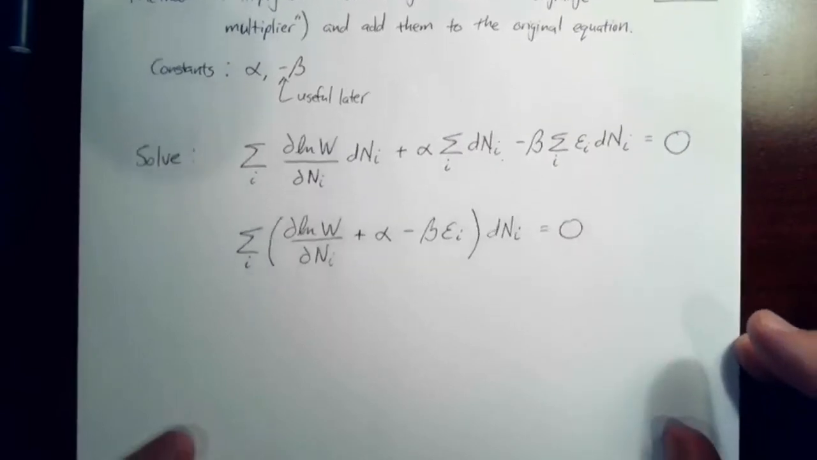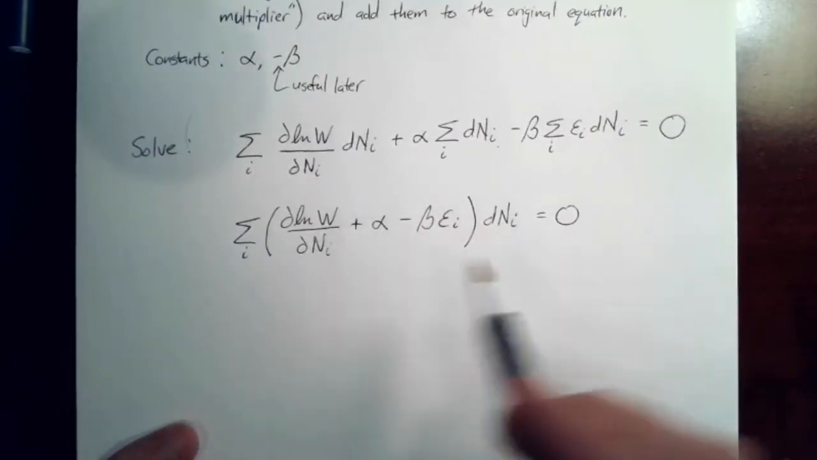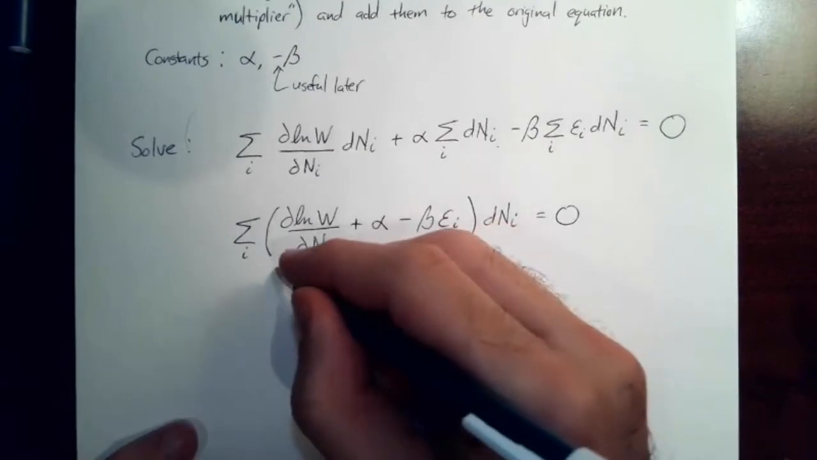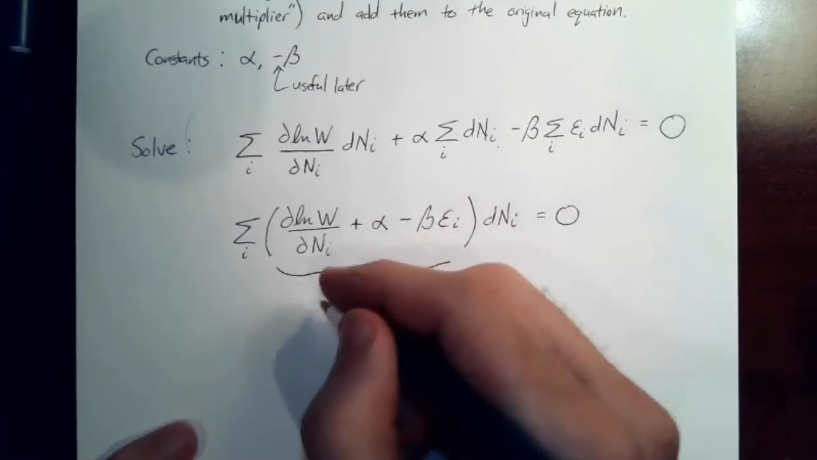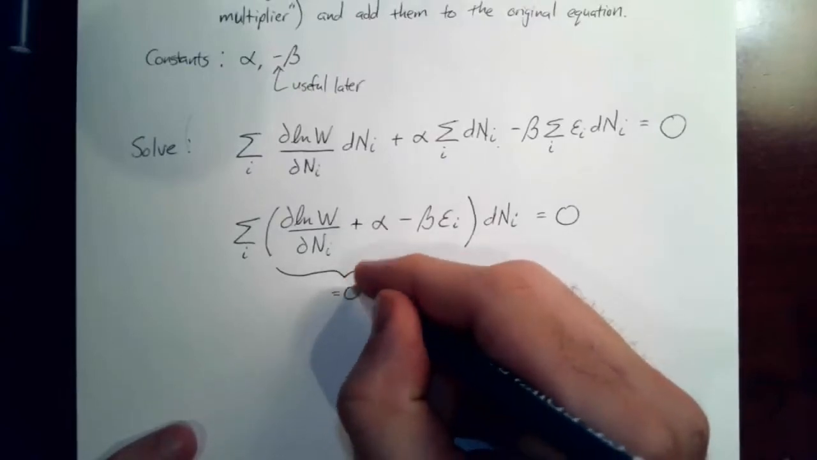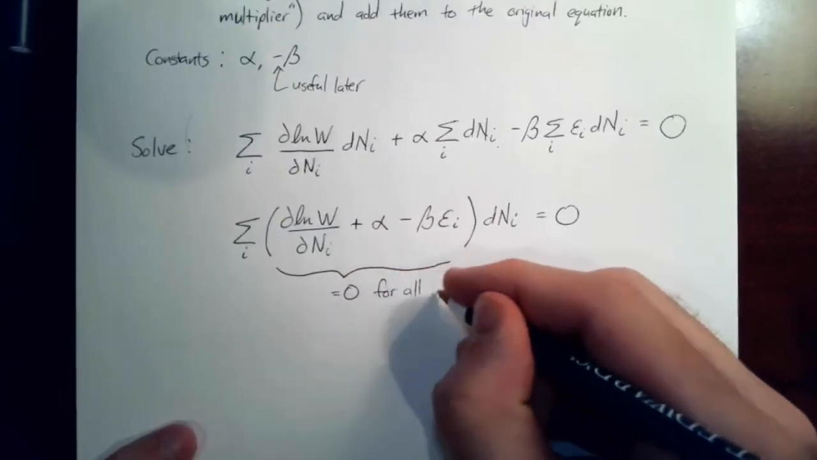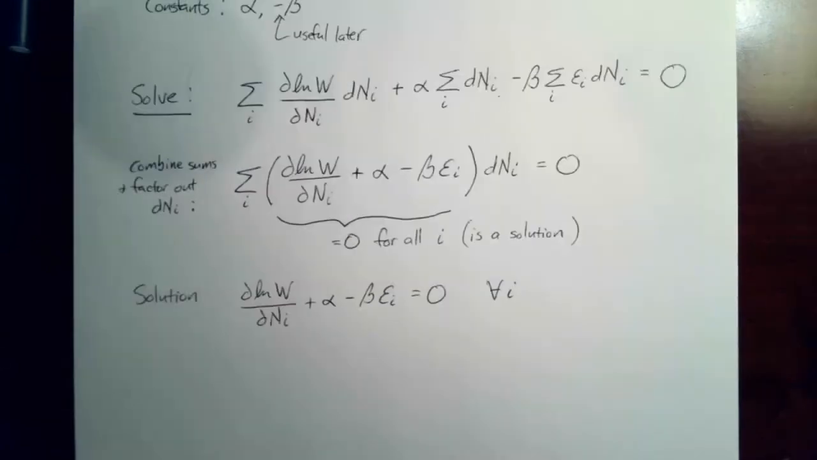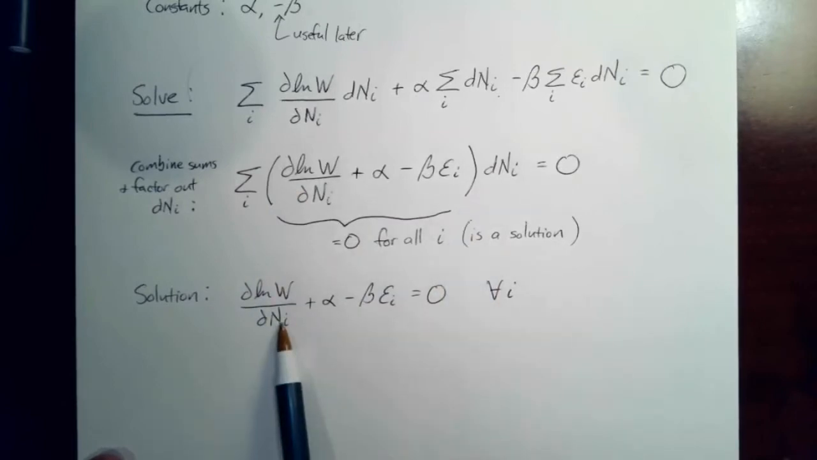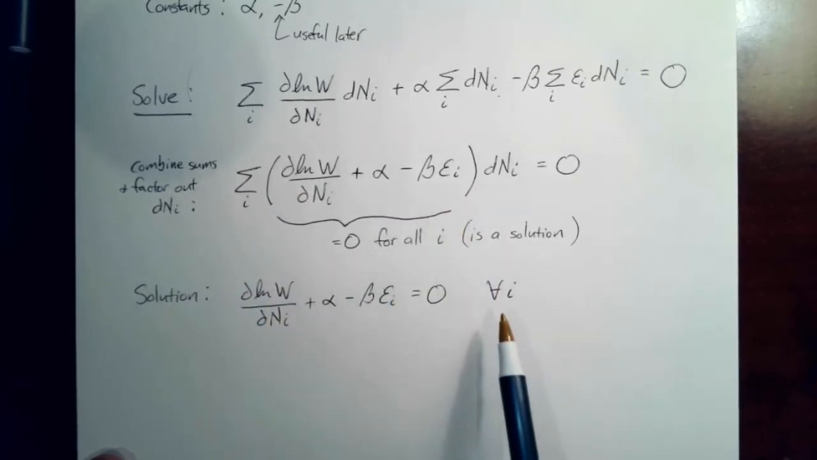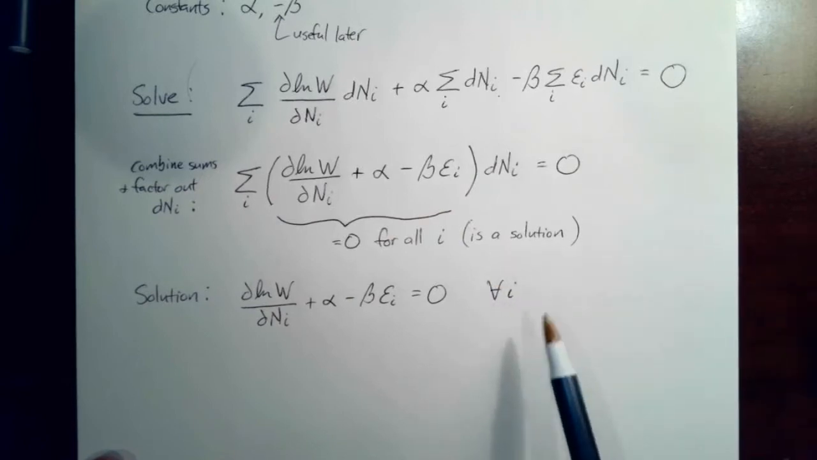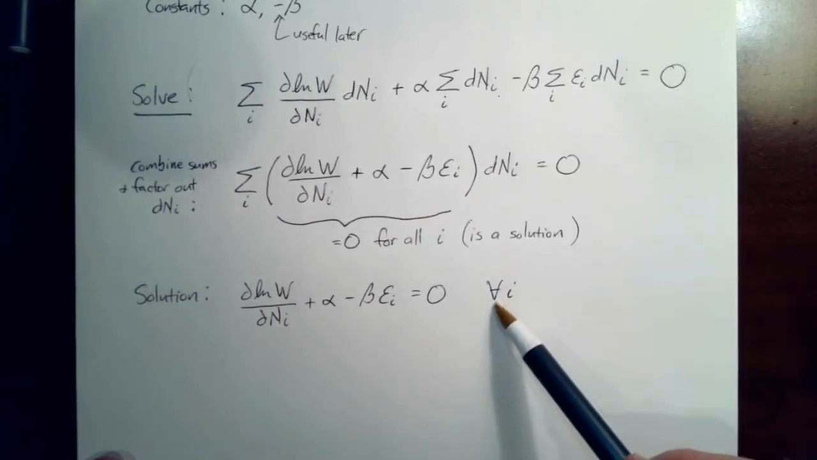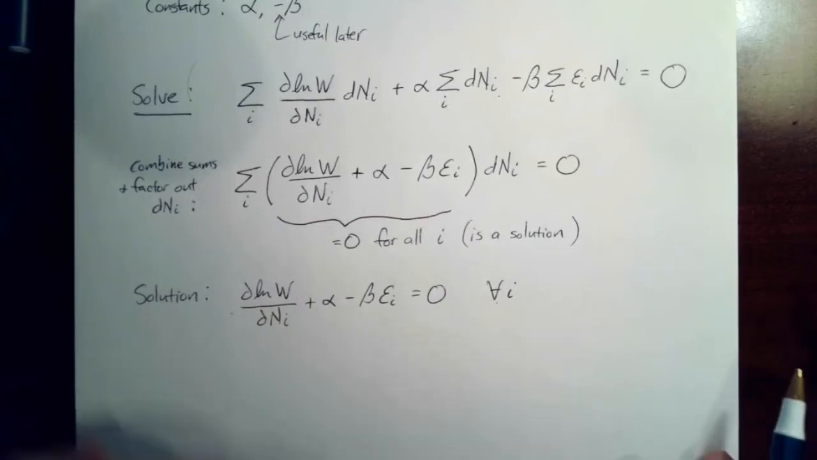Now, one way to solve this equation is, if I have a sum and it's equal to 0, an obvious way to solve it is to say that this is 0 for all i. So every term in the sum is 0. So that's a solution to this equation. So let's see what happens if we use that solution. Here's a solution: I want this term in parentheses to equal 0 for all i. I don't know if you've seen the symbol before, the inverted A. Inverted capital A means for all. So I want this to be true for all i.